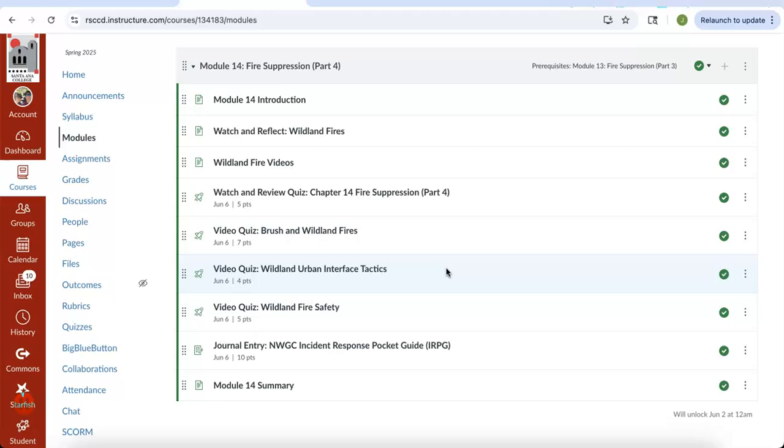So you're going to look at wildland urban interface tactics, and then wildland fire safety. The journal entry: the Incident Response Pocket Guide, the IRPG, is something that all of you should have. You should all have a copy of that, and when you get a copy, you'll want to carry it with you. It's a guide that has a lot of different incidents in it, and some references for you as you're in these different environments. So learning how to use and navigate that is your journal entry for the week for module 14.